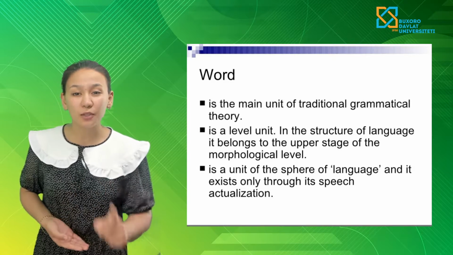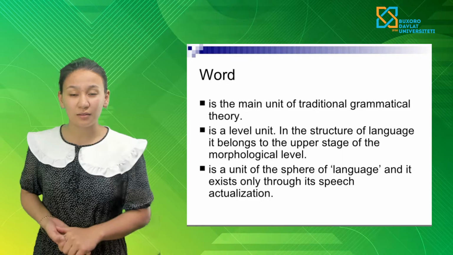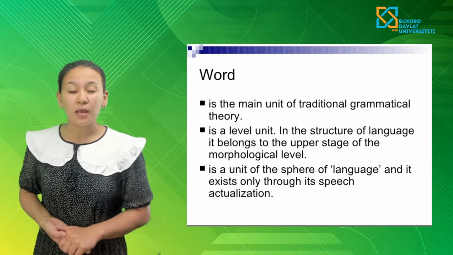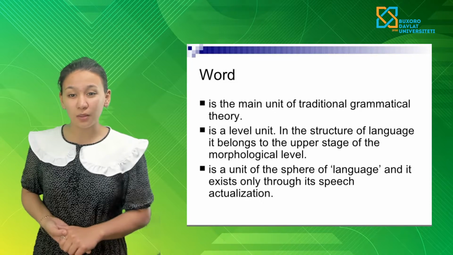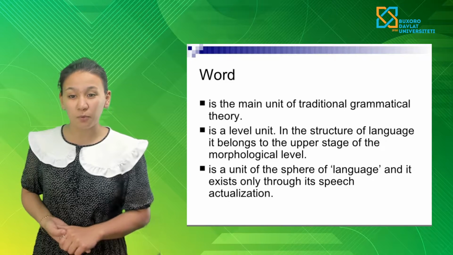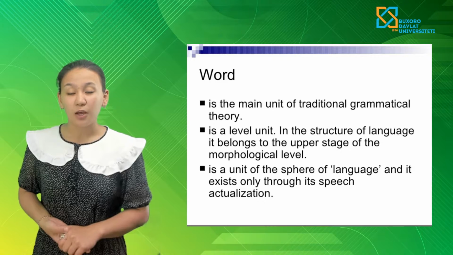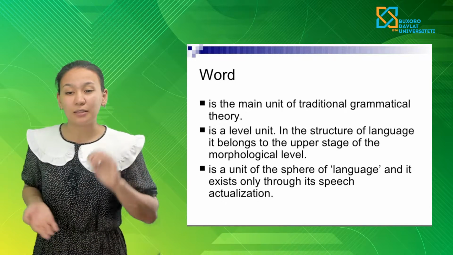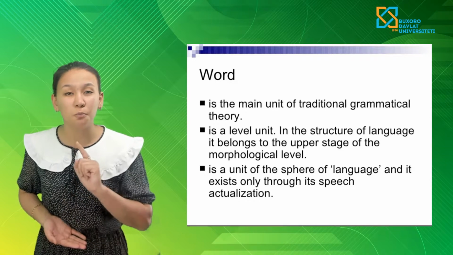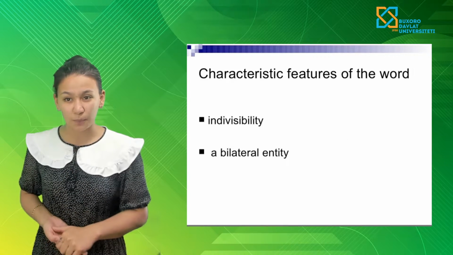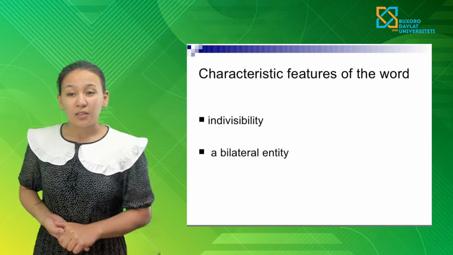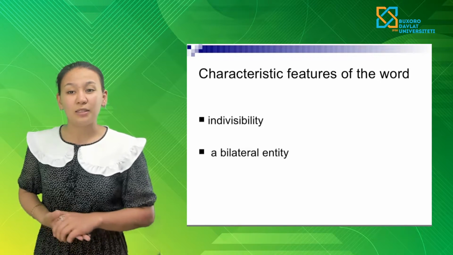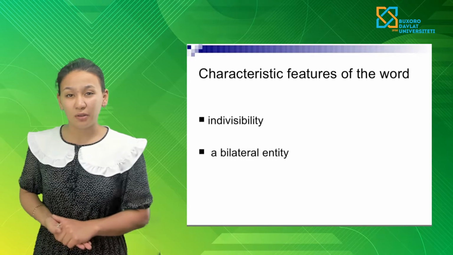Word is the main unit of traditional grammatical theory. It is a level unit. In the structure of language, it belongs to the upper stage of the morphological level. The word is a unit of the sphere of language and it exists only through its speech actualization. The two main characteristic features of the word are indivisibility and bilateral entirety.